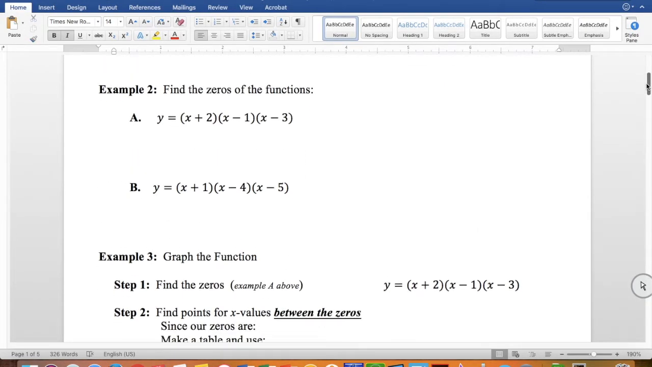Right here, example 2. Now we're going to find the zeros. Guess what though? They've already factored them for you. I want you to look at this. Just look at these, that we have 3 different factors. They're already done for you.